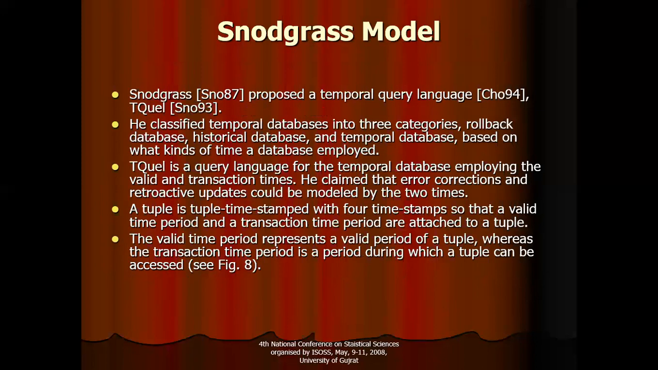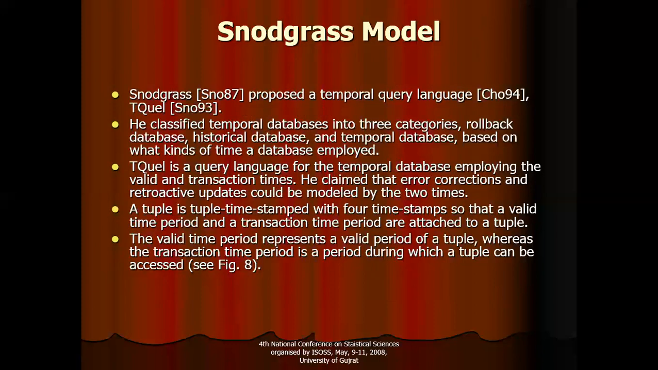Snodgrass model. Snodgrass is one of the pioneers of the temporal databases. I just want to instruct you people to please go and study this model in detail, because Snodgrass models are being implemented in query languages as well, and those query languages are available. So Snodgrass proposed a temporal query language, and that is called TQL, in 93. Later on, he proposed a new language as well, which we will discuss in the next lecture.